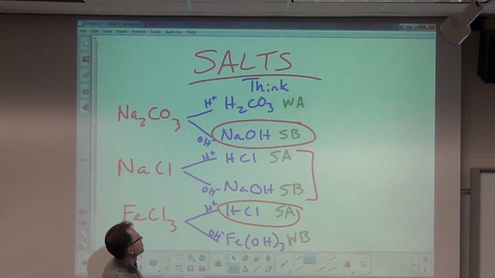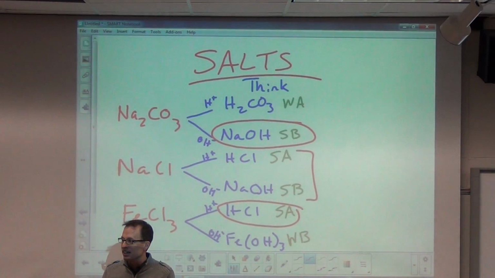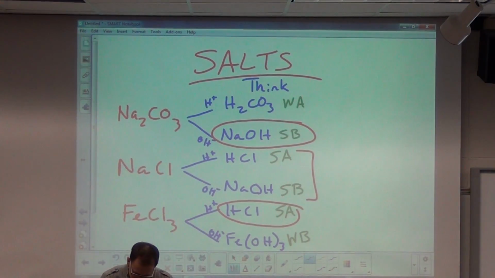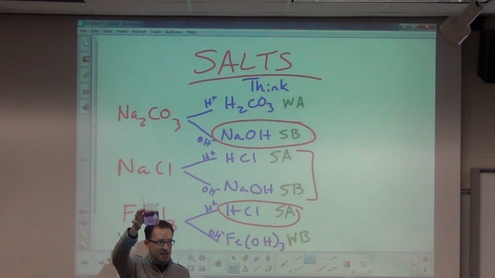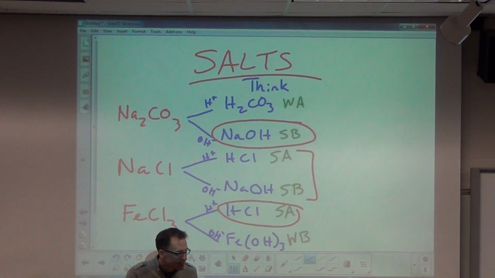So what is this first one going to act like? So you pick the one that's going to win, quote unquote. So it's going to act like a base. It should be basic. Let's find out. Purple. Basic.